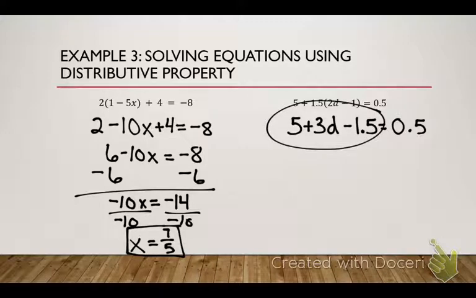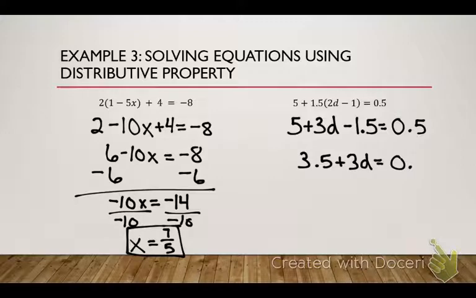Which terms can I combine? 5 and negative 1.5. So what's 5 minus 1.5? 3.5 plus 3d equals 0.5. All right, if you haven't finished yet, go ahead and finish solving. Okay, I'll just give you a couple seconds to go ahead and finish up this problem. Now that we've distributed, now that we've combined our like terms, now let's finish up and do our steps.